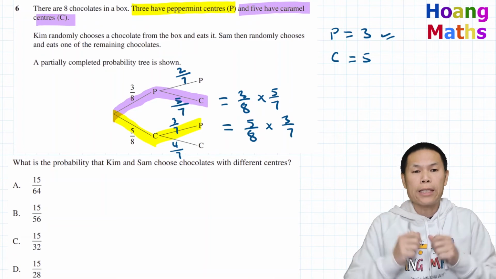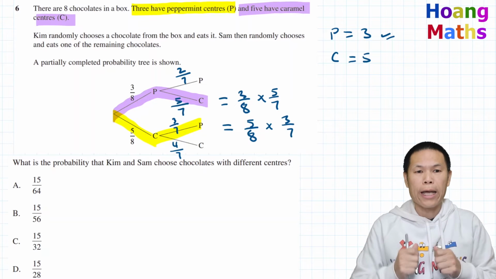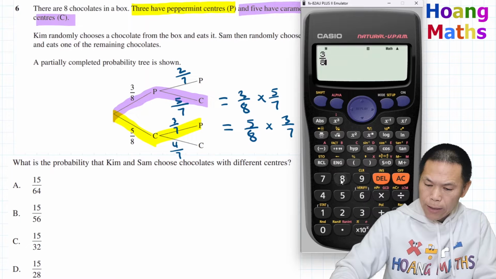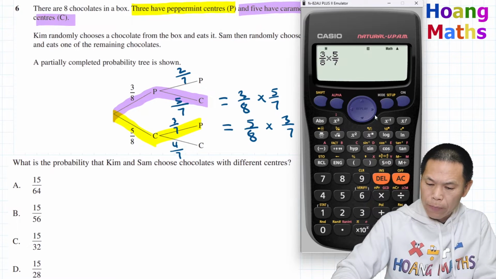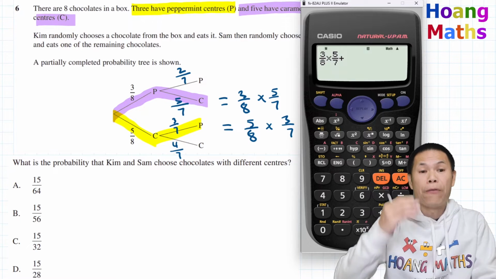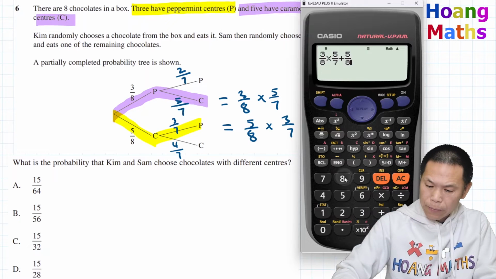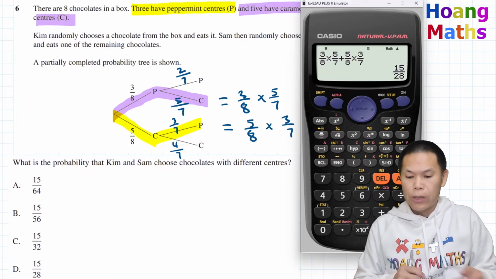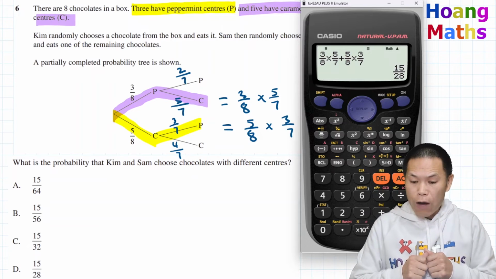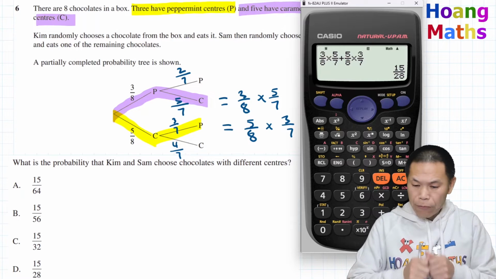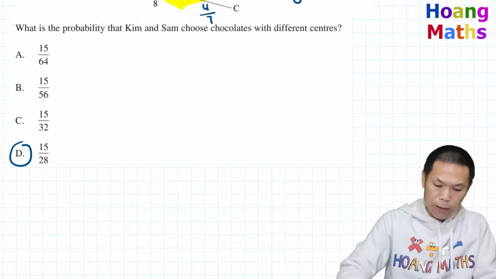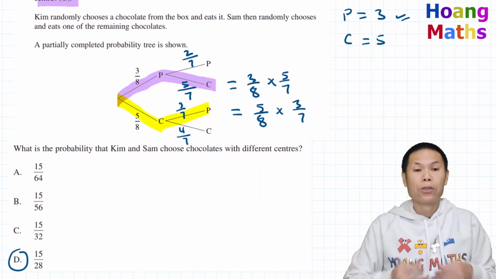So what I do is I just add them up. I just pull out my calculator. I go 3 over 8 times 5 over 7, and then I add 5 over 8 times 3 over 7. So there you go, 15 out of 28. So 15 out of 28, so that is D. So there you go.